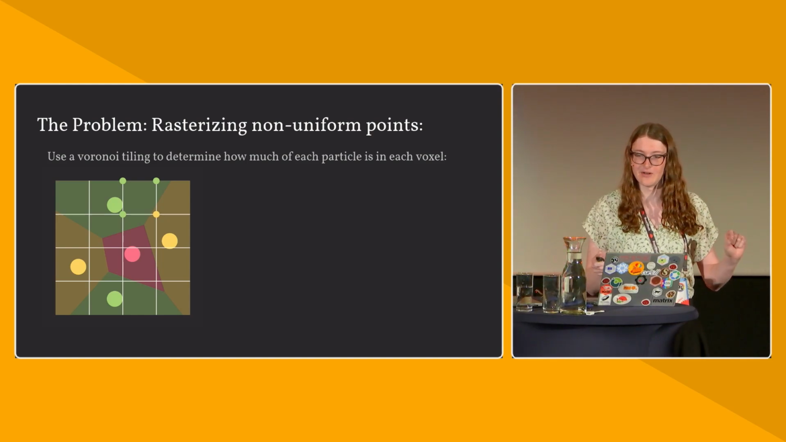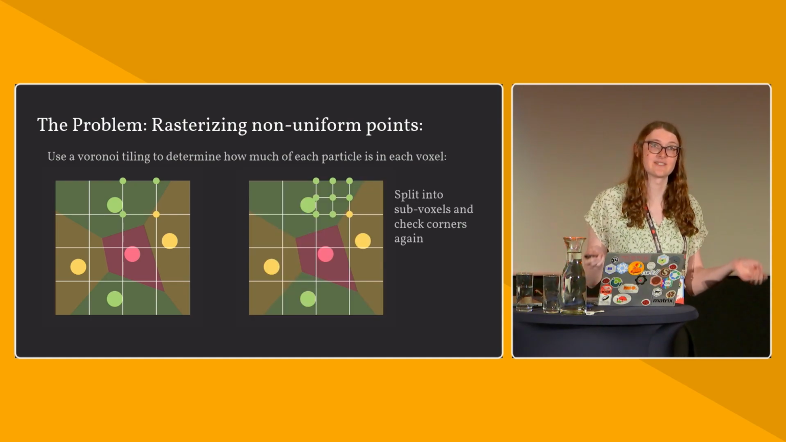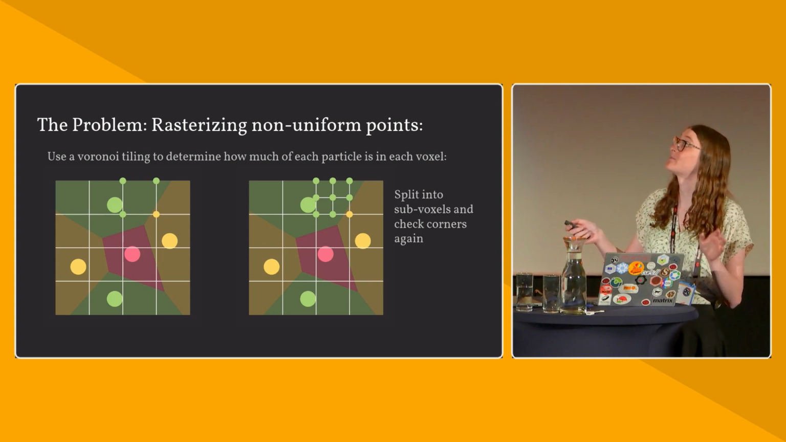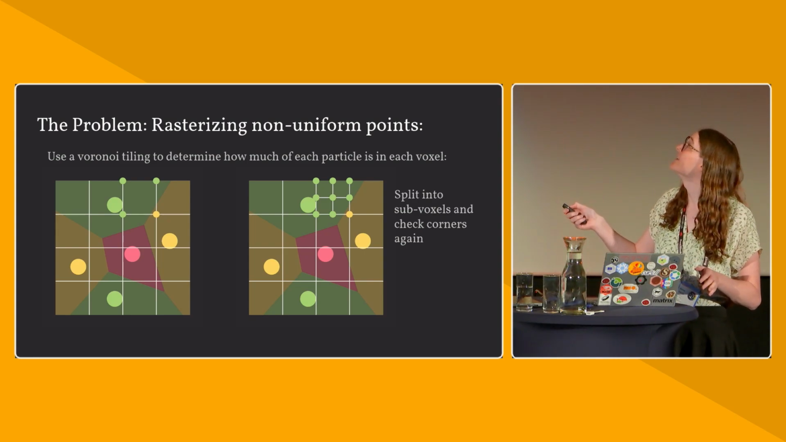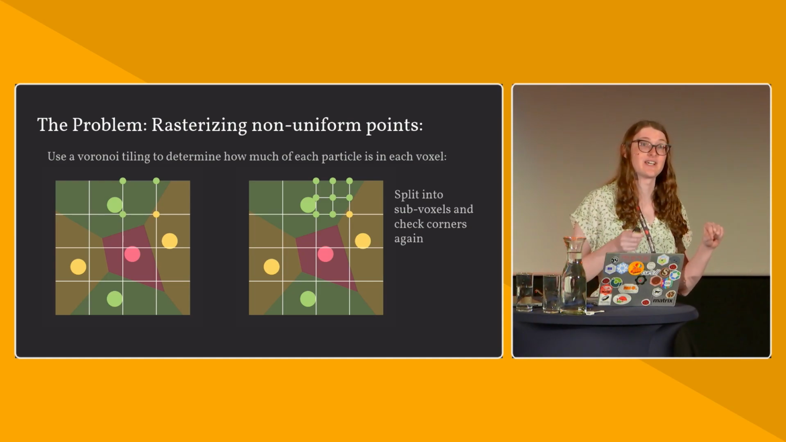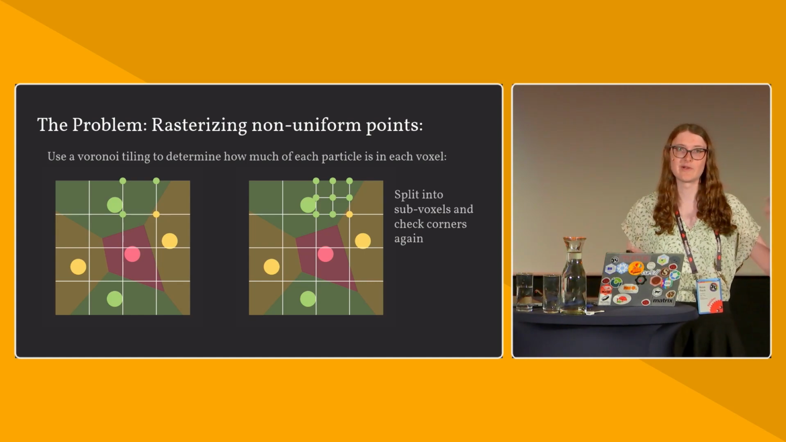The entire thing is not all the same, so in this case, we recursively split into subvoxels and then we check the corners again. Again, normally it would be 8, but here we're recursively splitting into 4 subvoxels. And then each subvoxel has its corners checked. This keeps going until either we reach a subvoxel where all of the corners are the same, like we saw in the first case, or we reach a recursion limit.